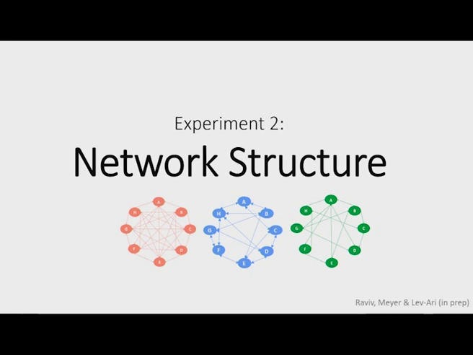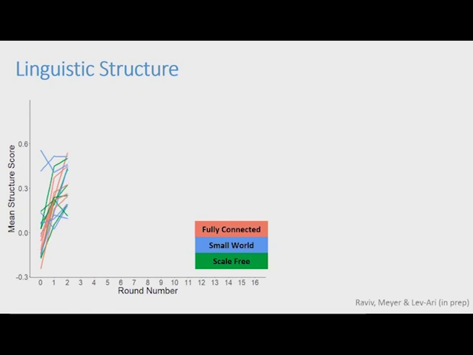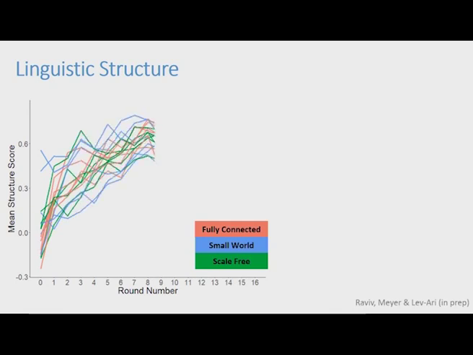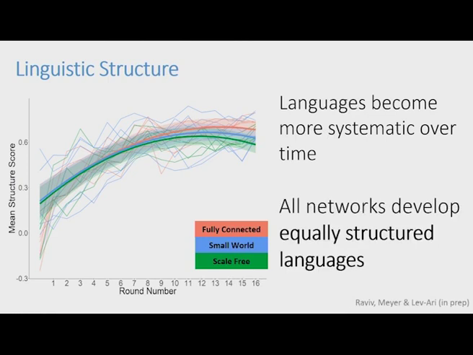Okay, quickly I'll show you what happens when changing the network structure and density. So it's actually the exact same plot, color codes at the bottom, and this is what we find. Very slow. I'm just going to click through it. Okay, so all languages become more systematic over time, but importantly, all the networks develop equally structured languages.